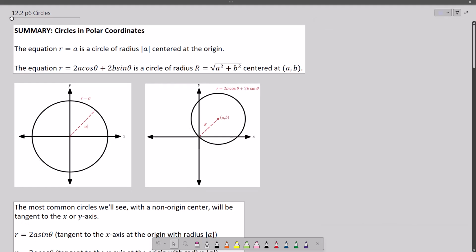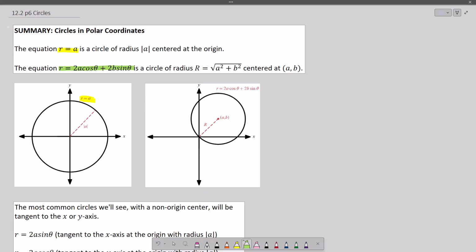So let's take a look at circles. We just talked about a circle centered at the origin. That's got the simplest equation, just r equals a, or negative a. A can be negative. You'll get a circle of radius a centered at the origin. If you want a shifted circle, then the equation looks a little different.